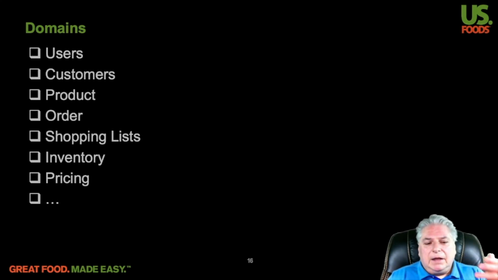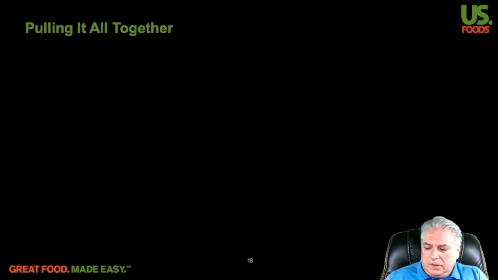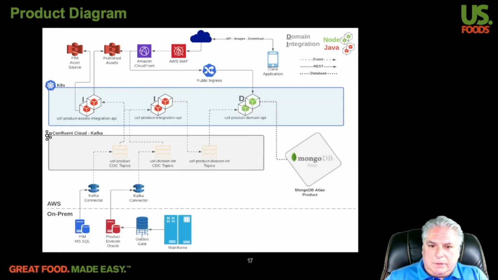So let's take the product domain, for example, and look at the architecture around it. That will maybe help give you a sense for how we think about an event-based architecture. That would be this diagram here, and I'll walk you through what this looks like. One step back, sorry about that.